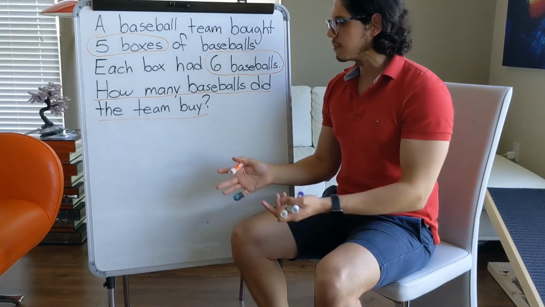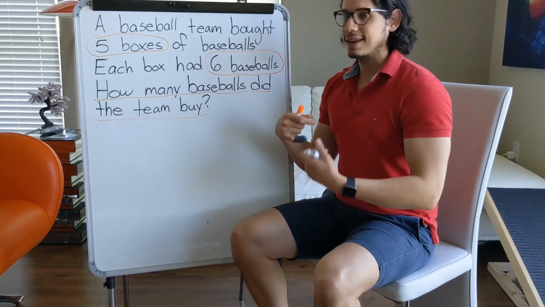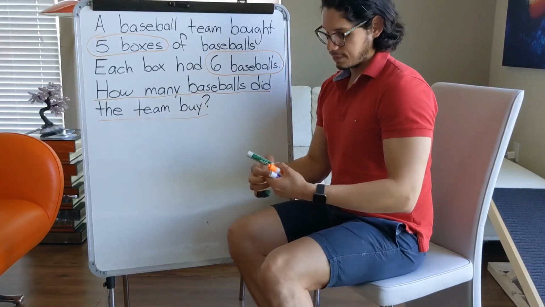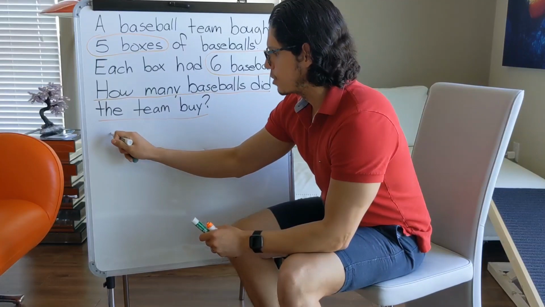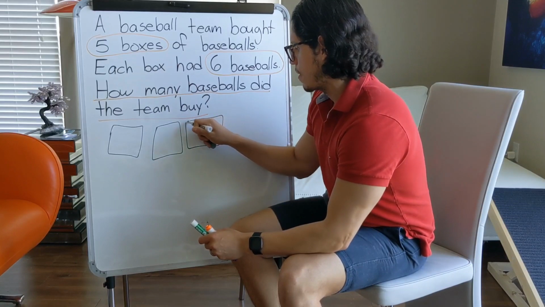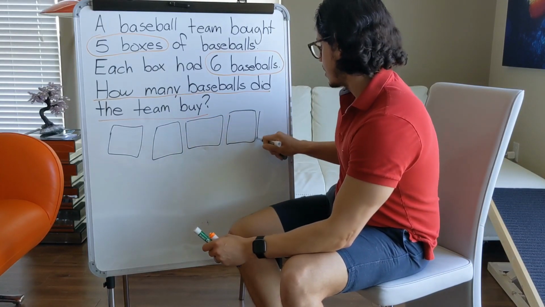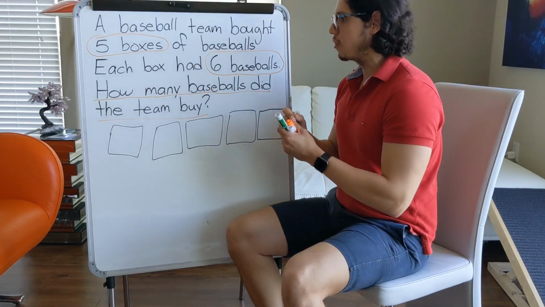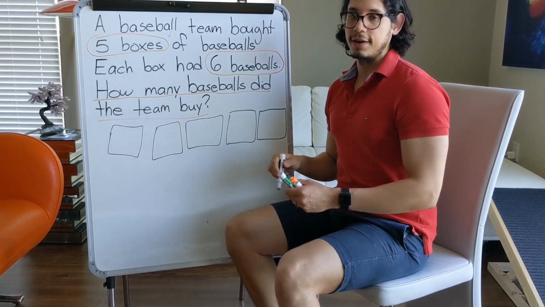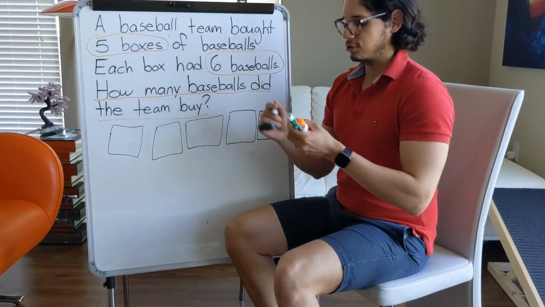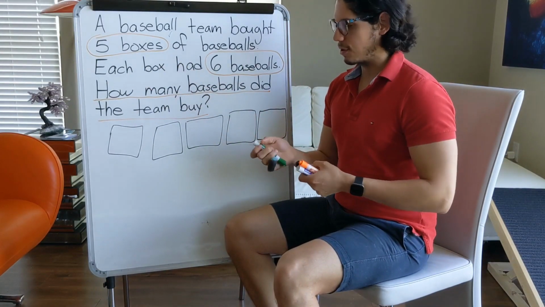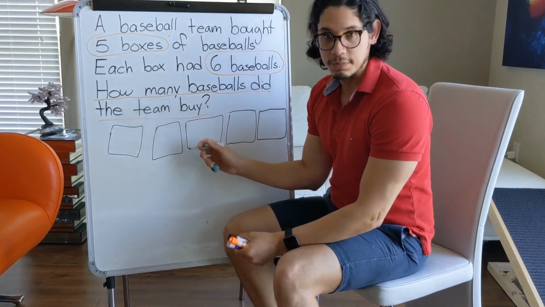So I'm going to draw that onto my paper or my board so that I can picture that in real life. So I'm going to draw 5 boxes. 1, 2, 3, 4, 5. And I'm drawing 5 boxes because I know from my problem that the baseball team bought 5 boxes of baseballs. So I can actually put a little check mark right there to know that I've already used this information. Then I know that each box had 6 baseballs. So I'm going to draw 6 baseballs in each one of these boxes.